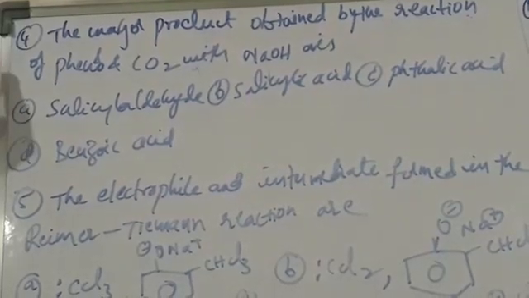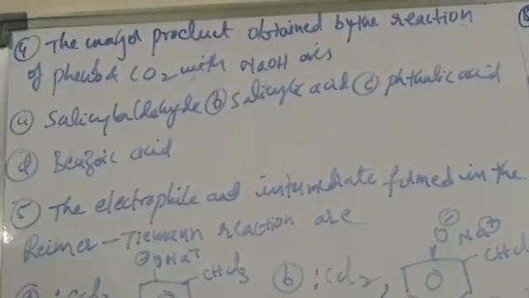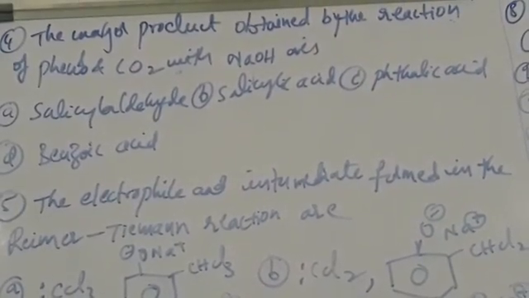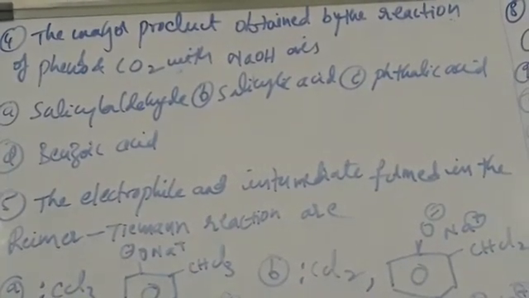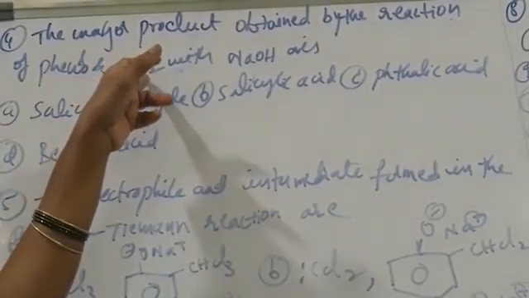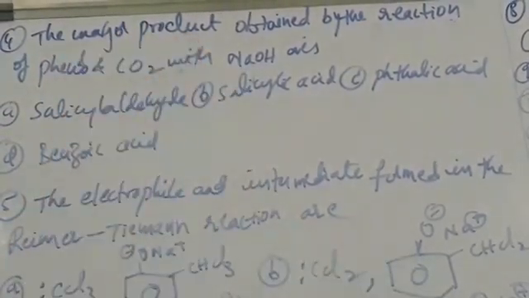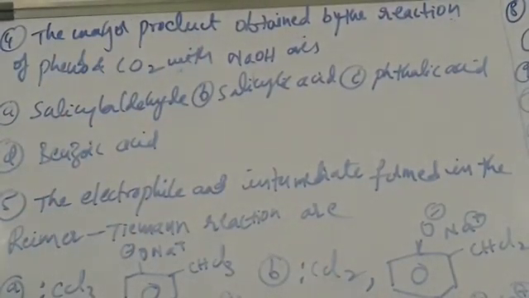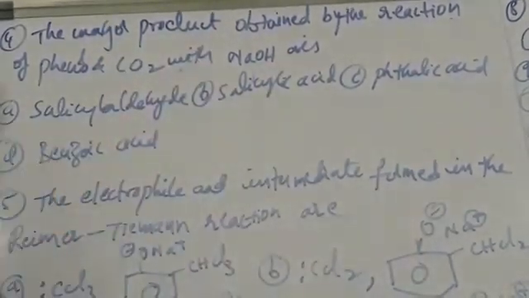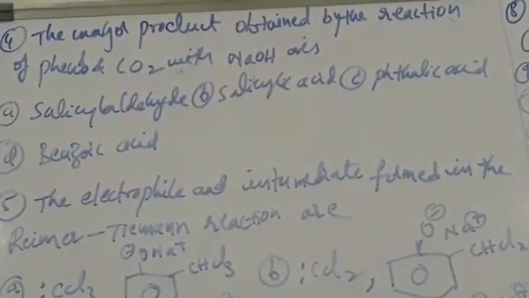So the major product obtained by the reaction of phenol and carbon dioxide with sodium hydroxide. So phenol first reacts with sodium hydroxide and it forms sodium phenoxide. Sodium phenoxide with carbon dioxide finally gives salicylic acid. Okay. So major product here is salicylic acid and the reaction is Kolbe's reaction.